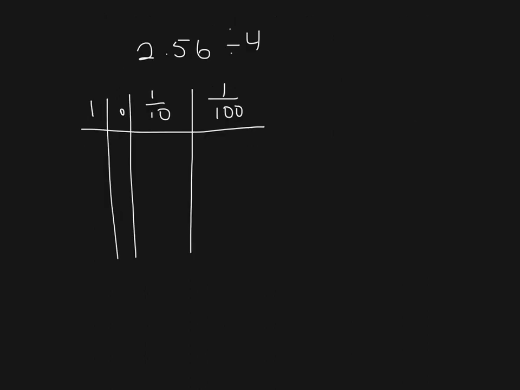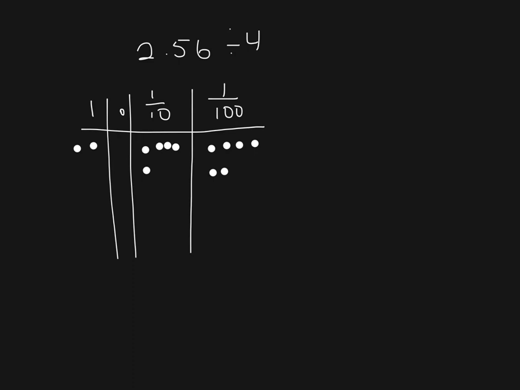Okay, I'm going to start off with the place value chart and then I'll relate it to the standard algorithm. So I've got 2 in the ones place, and I've got 5 in the tens place, and I've got 6 in the hundreds place. So I'm going to, as always, start my division in the greatest place, which is the ones place. And I see I don't have enough over there to divide by 4.